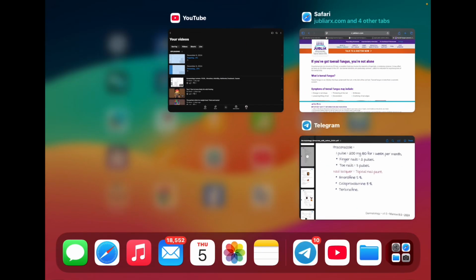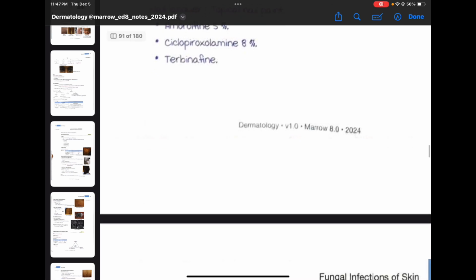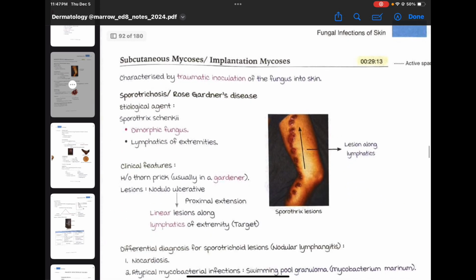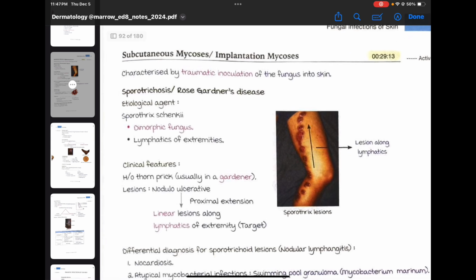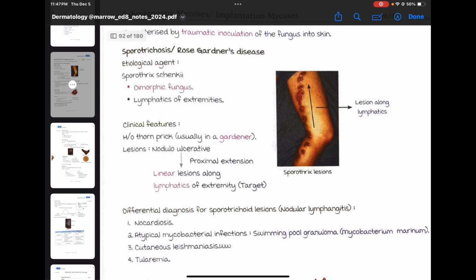Subcutaneous mycosis, implantation mycosis, characterized by traumatic inoculation of fungus into skin. Sporotrichosis, rose gardener's disease. Etiological agent: Sporothrix schenckii, a dimorphic fungus. Lymphatics of extremities, lesions along lymphatics. Clinical features: history of thorn prick, usually in a gardener. Lesions nodulo-ulcerative, proximal extension, linear lesions along lymphatics of the extremity.